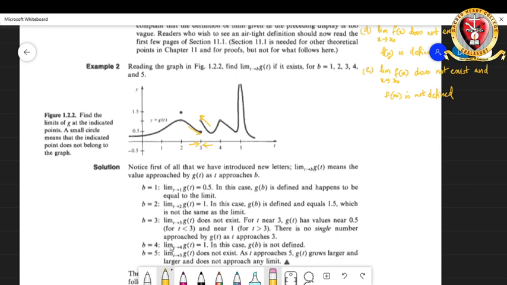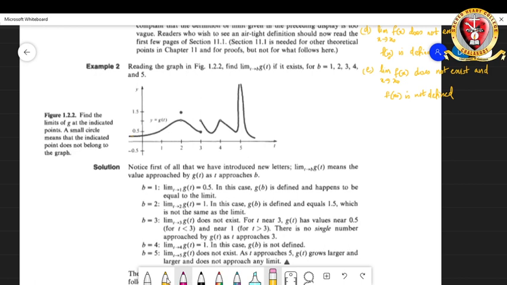That means limit t tends to 3, g of t does not exist, because for t near 3, g of t has values near 0.5 from the left, when we see the function moving towards 0.5, and from the right the function is moving towards 1, so near 1. So there is not a single number approached by g of t as t approaches 3. So we can conclude that the function does not have a limiting value at b equal to 3.